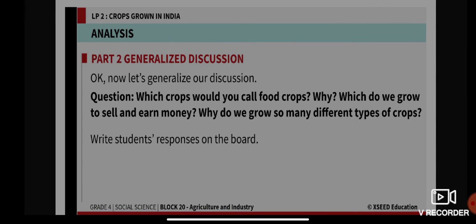Now, which crops would you call food crops, and why? And which do we grow to sell and earn money? And why do we grow so many different types of crops?